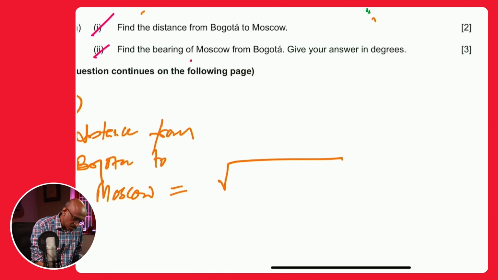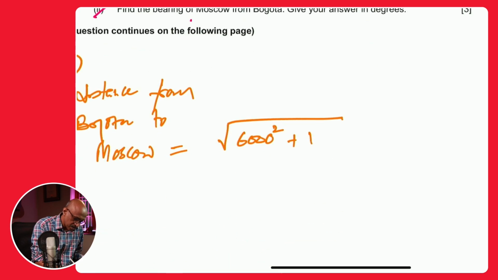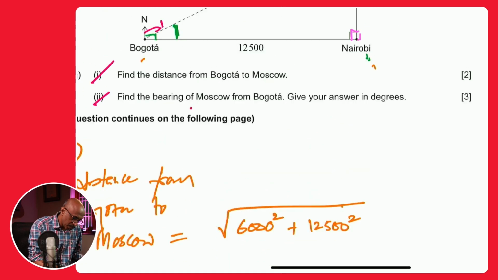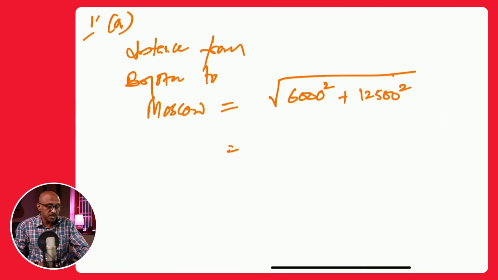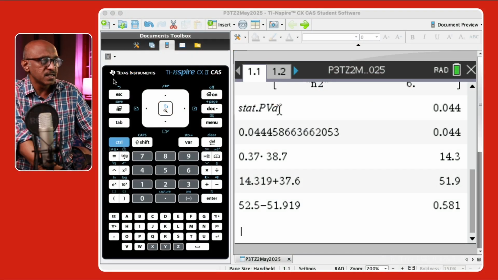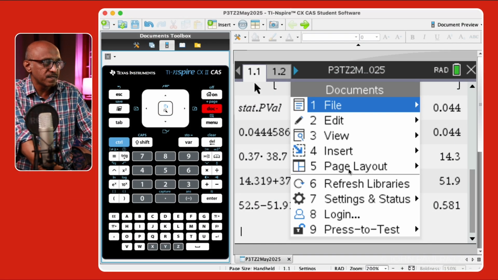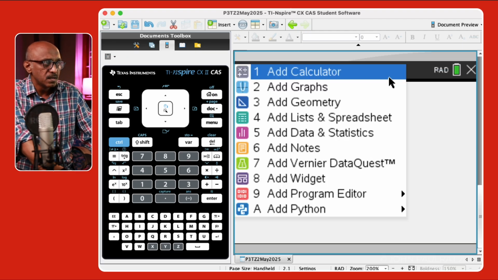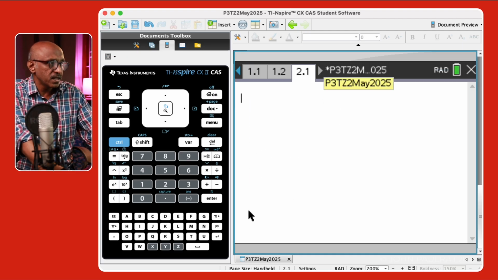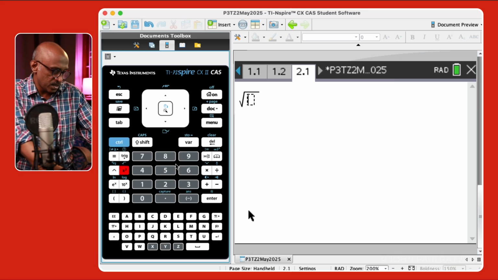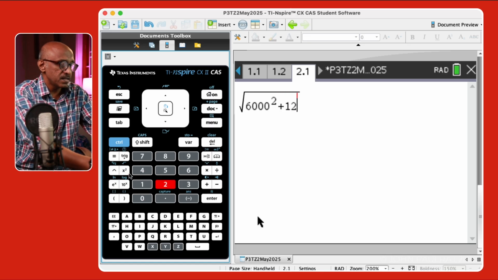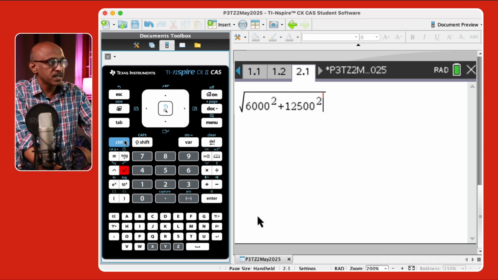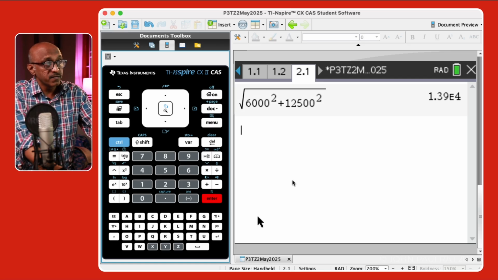using Pythagoras' theorem. So it's the square root of 6,000 squared plus 12,500 squared, in kilometers. Let me make sure I've got the numbers right, and punch this into the calculator. Let's jump over to the calculator quickly. This is question number 2, so let me make sure I've inserted a new problem. Calculator page 2.1. Take the square root of 6,000 squared plus 12,500 squared, and hit Control Enter. For some reason it's giving the answer in that form.